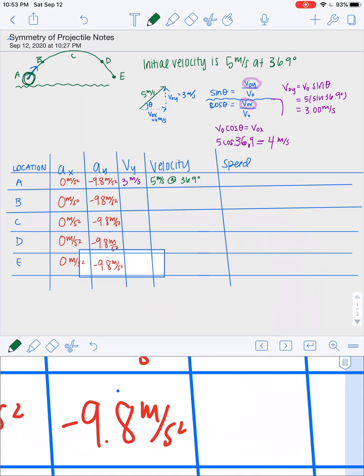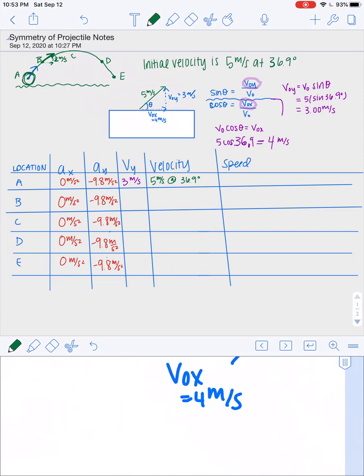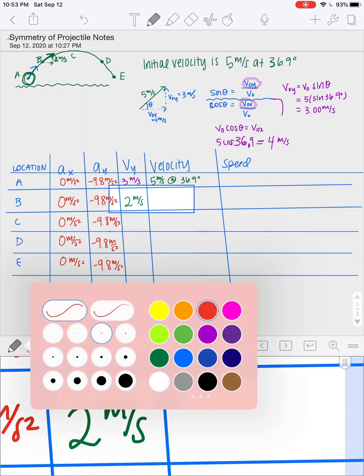Okay, now there is one extra piece of information I need to give you, and that is at B. So we have our x component, that y component of that velocity, and the y component is 2 meters per second. Is there anything else that we can fill out in this chart without really having to solve for anything? No kinematics equations.